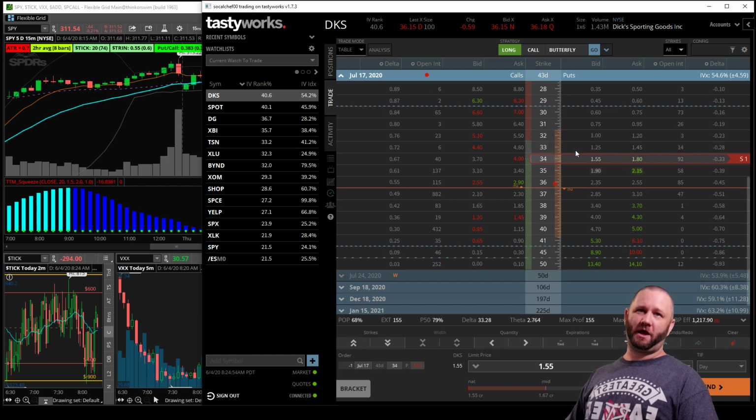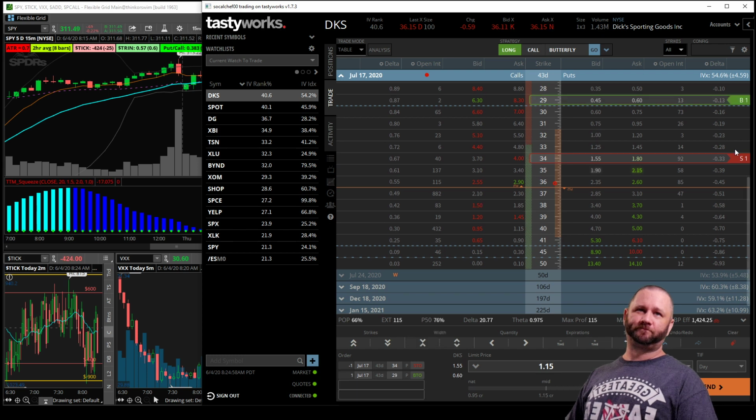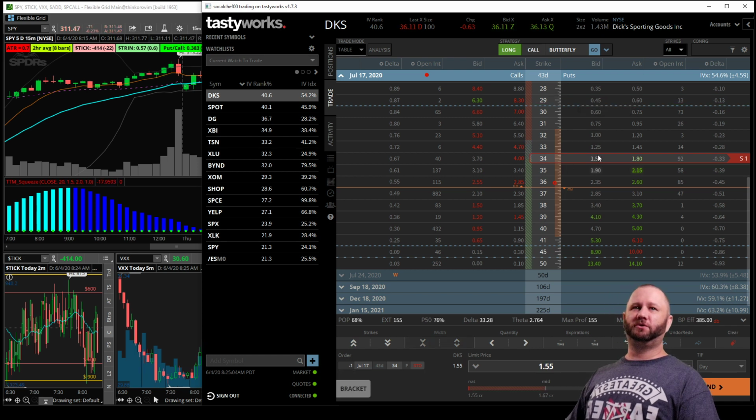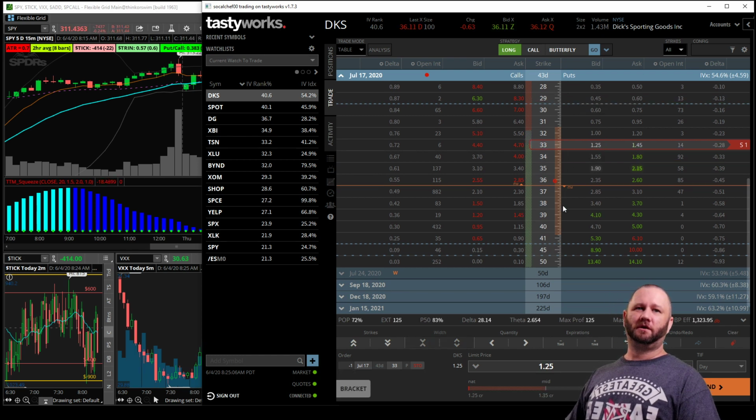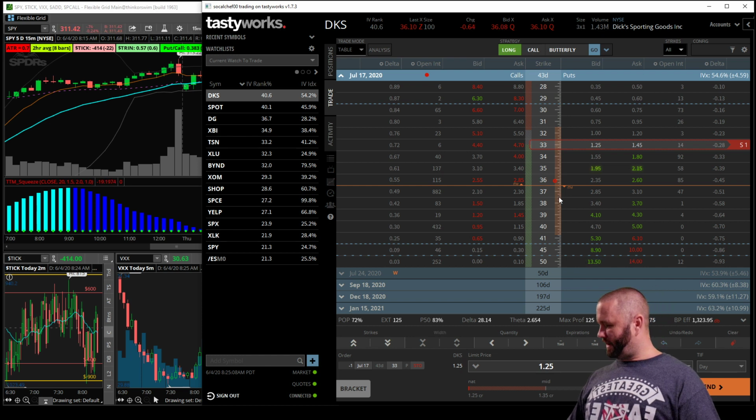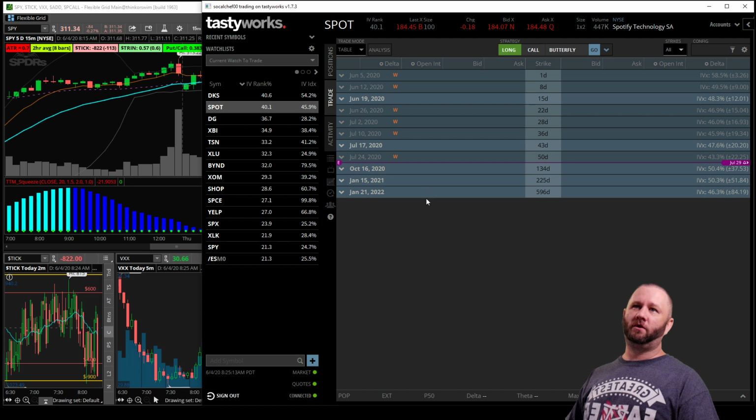Now, probably not gonna happen as a spread either. This is a pretty small product. $5 wide, don't even get $1.15. So not looking too good here. So I'm probably gonna go ahead and pass on Dick's Sporting Goods. We'll look at Shop now, right?